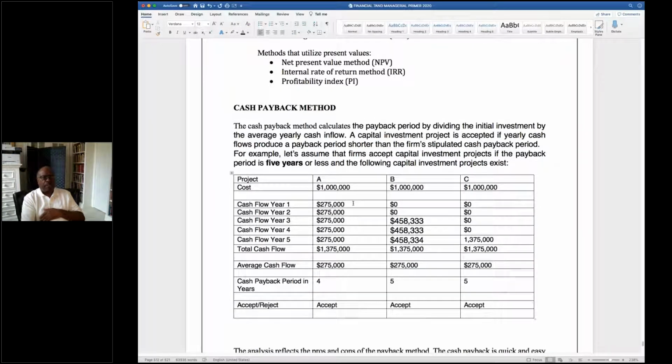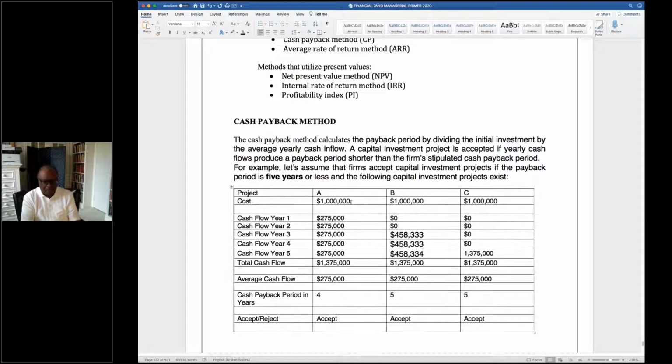So let's look at, suppose we're using the cash payback method. What that method says is that you've got to have your cash back in so many years. So let's assume it's 5 years: you would invest in a project if the cash will come back in 5 years. We have projects A, B, and C.